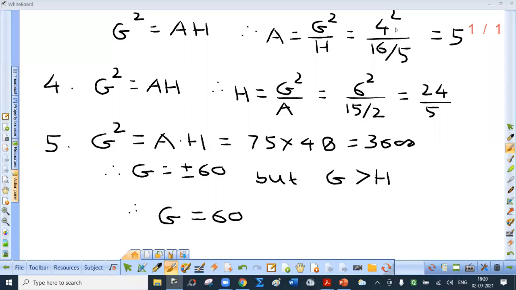Fifth one, find the geometric mean of two positive numbers whose arithmetic mean and harmonic mean are 75 and 48 respectively. In an exam, if this is asked for 2 to 3 marks, it is better if you say let A, G, H be the arithmetic mean, geometric mean, and harmonic mean of two positive numbers respectively. We are given A and H, and we have G square is AH, so G square comes out to be 3600. So G is plus minus 60, but we know that the geometric mean is greater than the harmonic mean. Harmonic mean is 48. So G has to be plus 60.